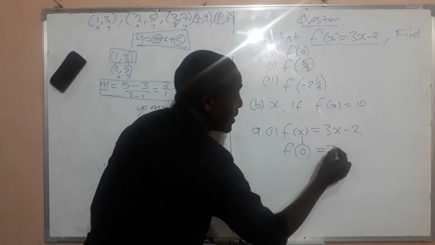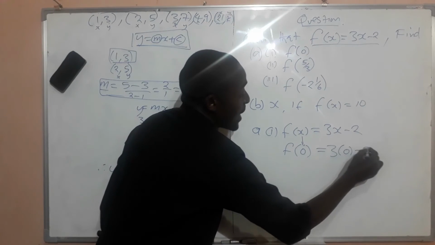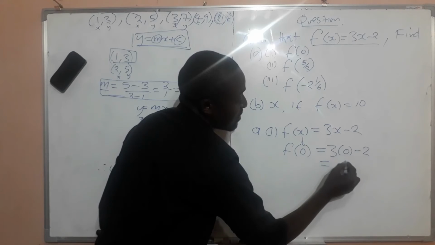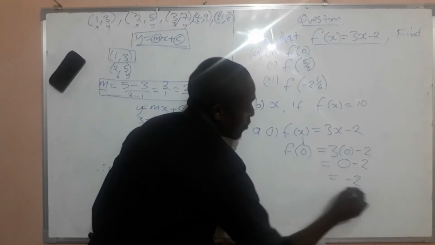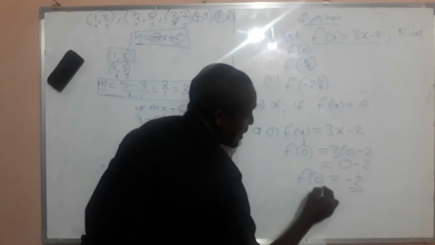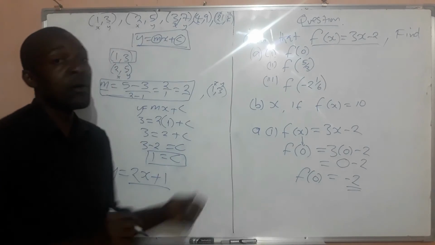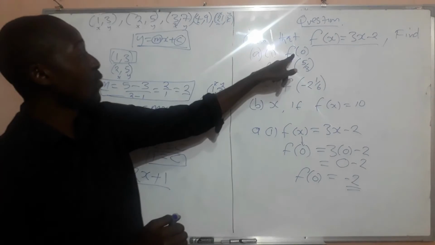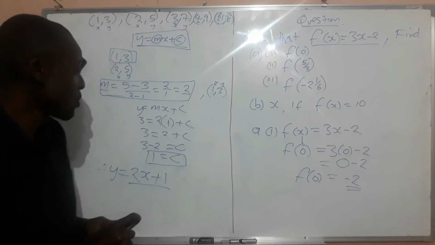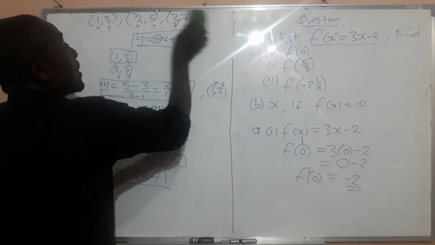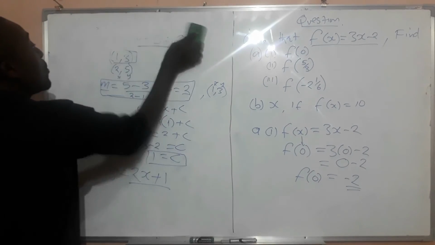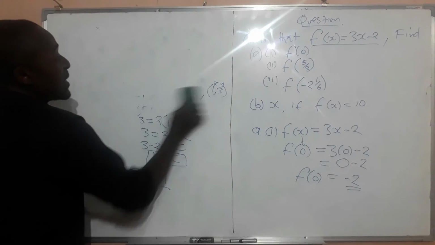We'll substitute. So 3 times 0 minus 2, which will give us 3 times 0 is 0, minus 2, which will give us negative 2. So f of 0 is equal to negative 2. And that is our solution for the first question. Okay, so we can go to the second question, where we are going to do the same thing that we have done.